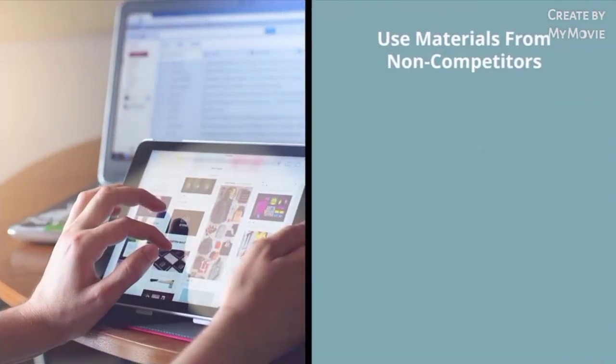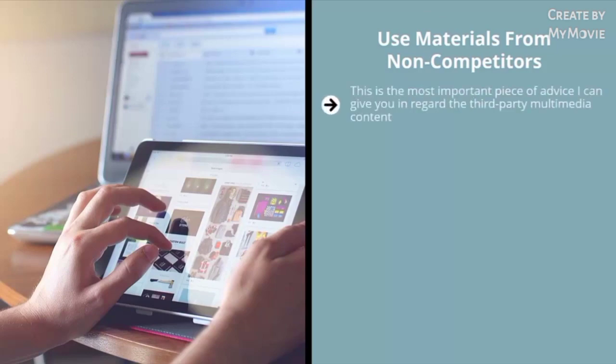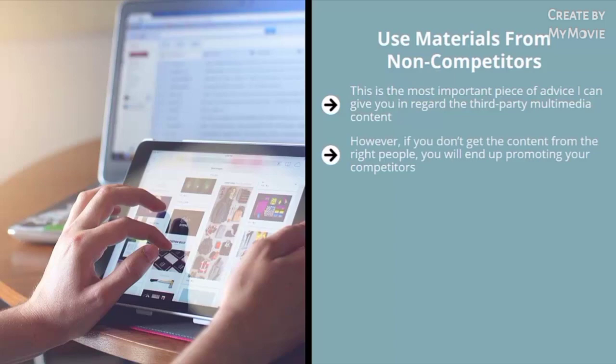Use materials from non-competitors. This is the most important piece of advice I can give you in regard to third-party multimedia content. Remember, you're using this multimedia content to make your content more interesting. You're using it to add life and context to your content. However, if you don't get the content from the right people, you will end up promoting your competitors. Who wants to do that? These people are basically pushing the same products and services as you. You just made their lives easier. I'm sure that's not your goal, right?